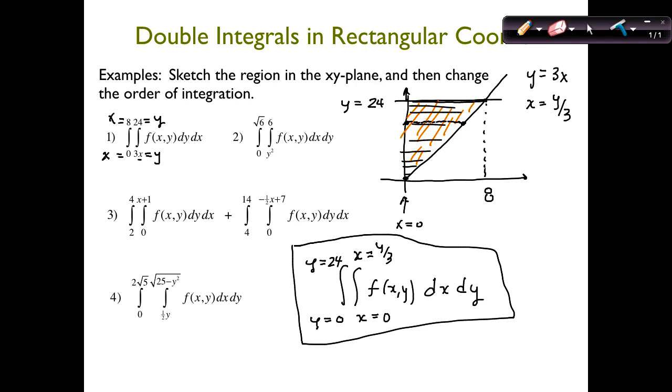Any questions? Okay, so when you get to number 3, this is the sum of two integrals, but it represents one region D. One region D. Okay? So we've seen situations where we had a region and we had to split it up into two subregions in order to write the limits. So this is an example of this, where you have the sum of two double integrals, and those together represent one region. So you start out by sketching that one region, and then writing it in the other order.